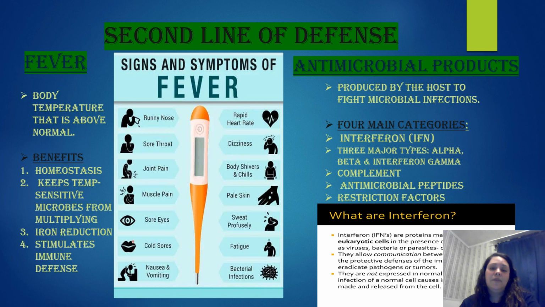This is going to be produced by the host to fight microbial infections. There's four main categories of antimicrobial products, and these are referred to as interferon. This is basically just cytokines that initiate or lead the development of the body's white blood cells. There's three major types of interferons, or IFNs, and they're called either alpha, beta, or interferon gamma. The next category is going to be the complement, then the antimicrobial peptides, and then restriction factors. I'm going to talk about each of those individually in the next coming slides.